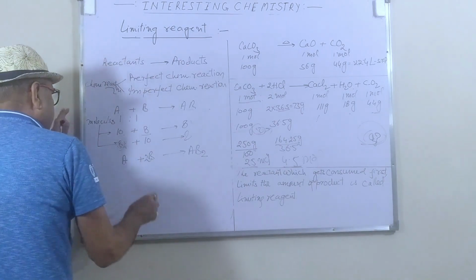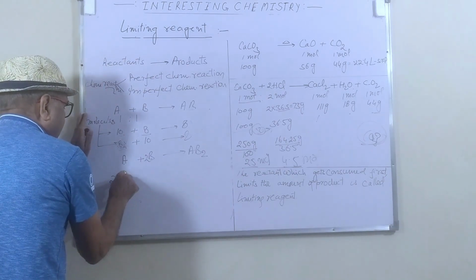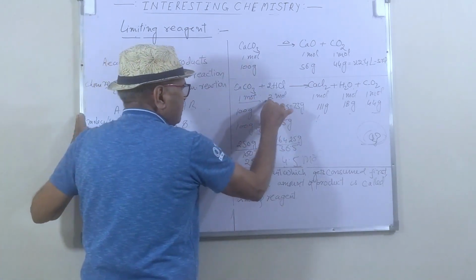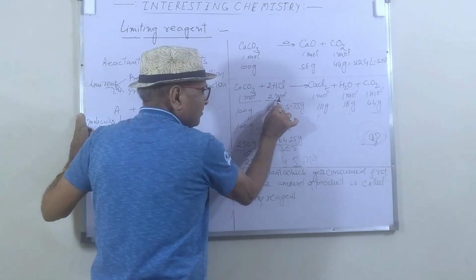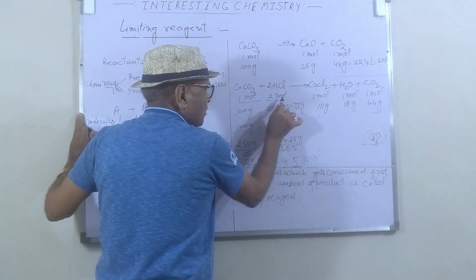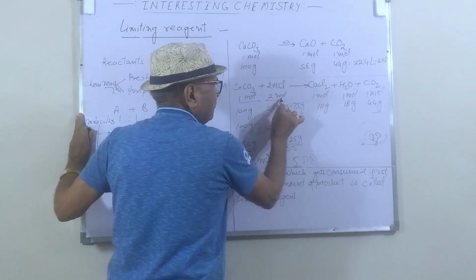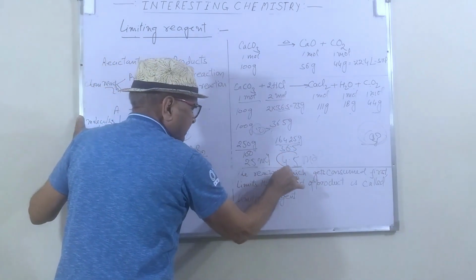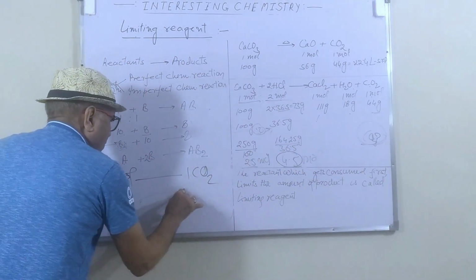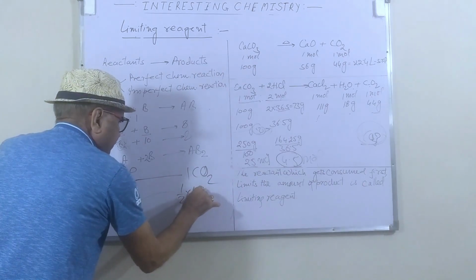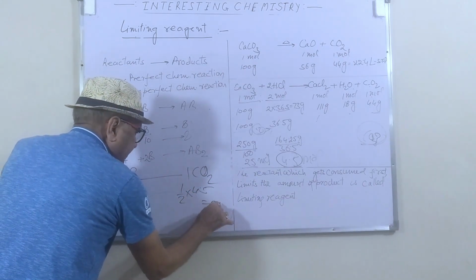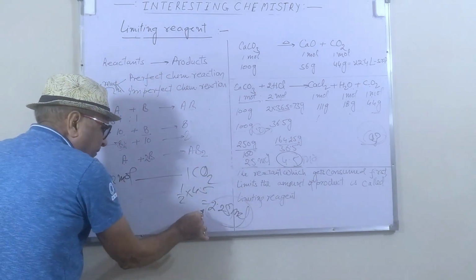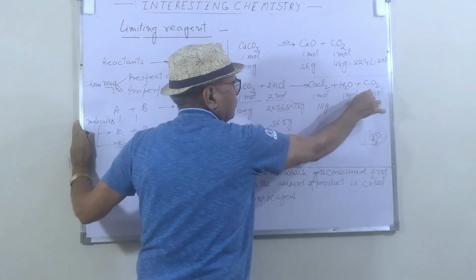I will tell you that 2 mole of HCl produces 1 mole of CO2. Take this stoichiometric value: 2 mole of HCl forms 1 mole of CO2. And how many moles are there in 4.5? So 1 by 2 into 4.5 is equal to 2.25 mole of carbon dioxide will be formed.